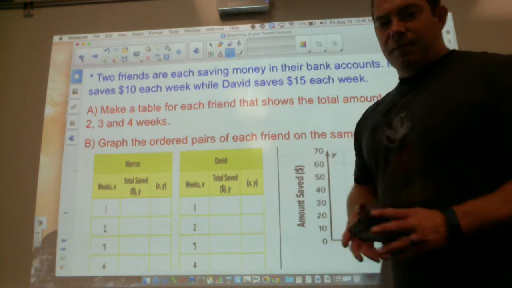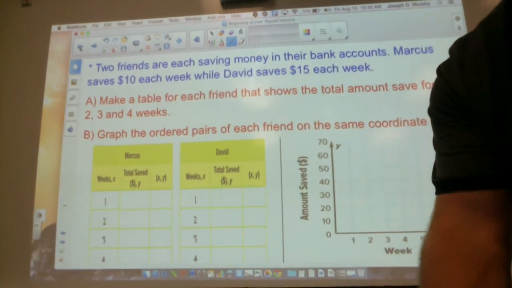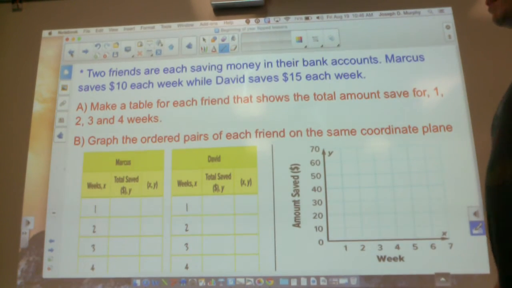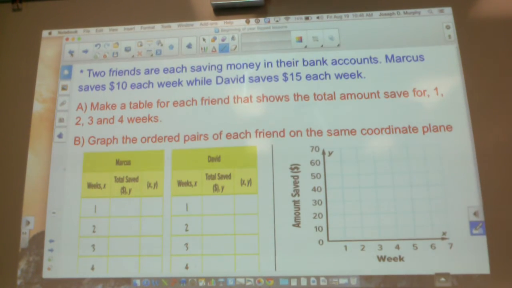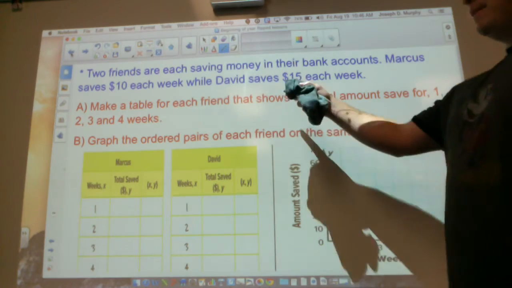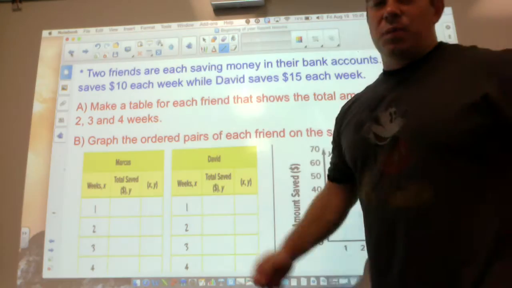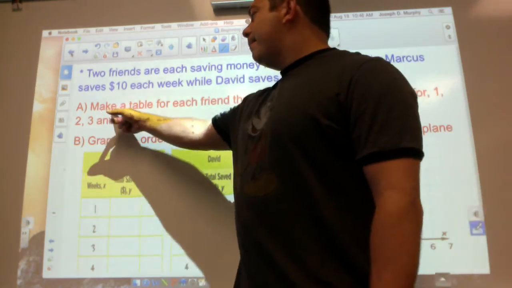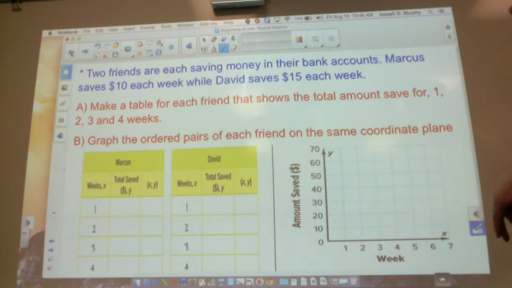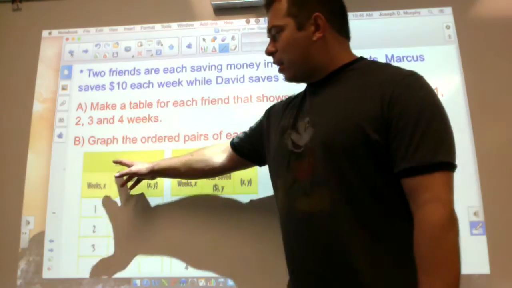So this is kind of, I could zoom in even more for you again. There's 2 friends who are each saving money in their bank accounts. Marcus saves $10 each week, while David saves $15 each week. So the first step, you have 2 problems for me, an A and a B. A, make a table for each friend that shows the total amount saved for 1, 2, 3, and 4 weeks. This has been started for you.